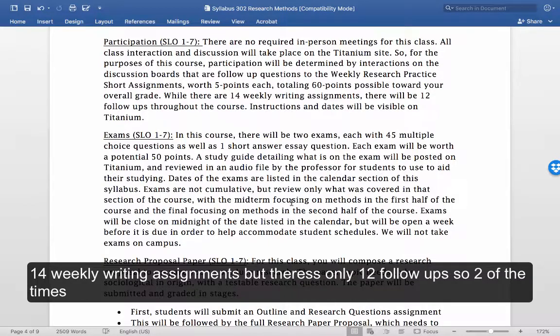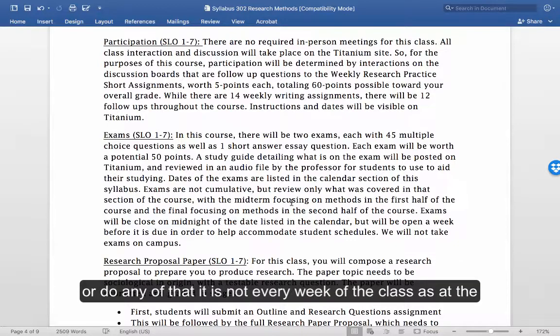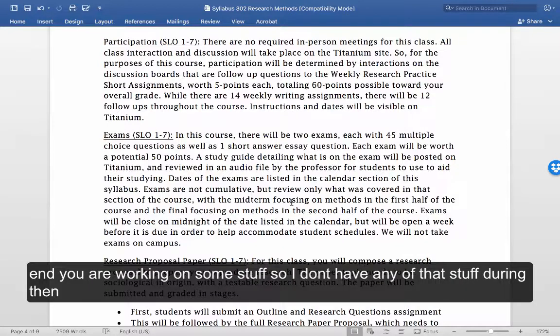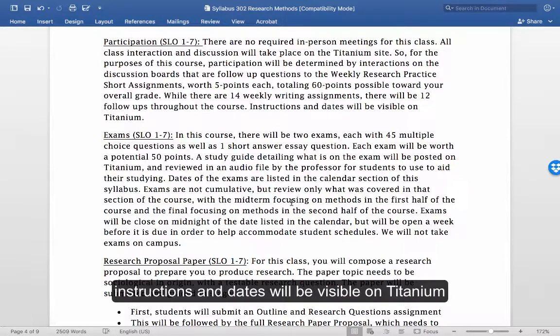So there's 14 weekly writing assignments, but there's only 12 follow-ups. So 2 of the times you just turn in an assignment, you don't actually have to go on a discussion board or do any of that. And it's not every week of the class, as at the end you're working on some stuff, so I don't have any of that stuff during then. Alrighty, instructions and dates and all that stuff will be visible on Titanium.